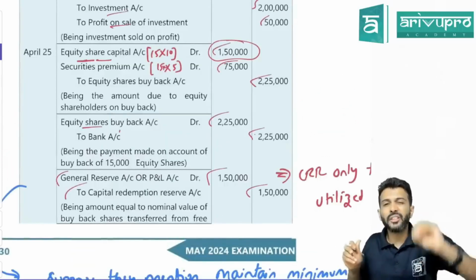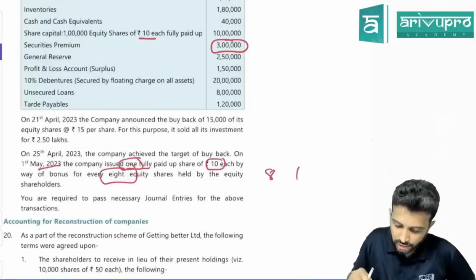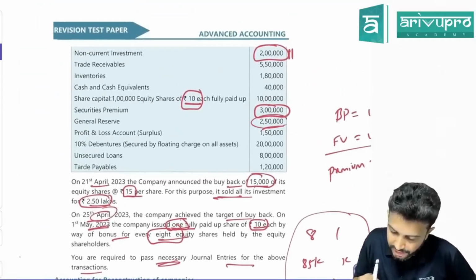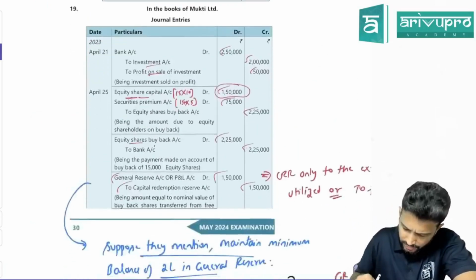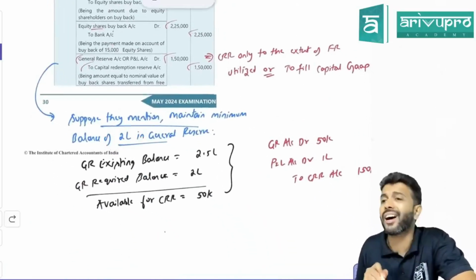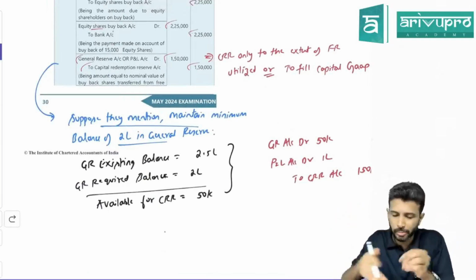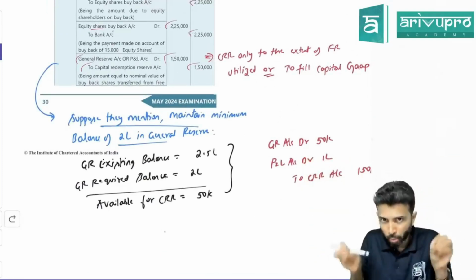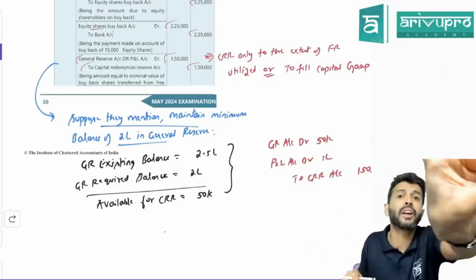Sir, one more way they can bring it in. Here, some reserve limitation they will bring in. How much is the balance in general reserve here? Check. 2,50,000. Sometimes what they'll tell in the problem is, suppose they mention, maintain a balance of 2 lakh in general reserve. This is not there in this problem. This is just a scenario, one more way of asking the same question. They will say maintain a minimum balance in general reserve of 2 lakh.